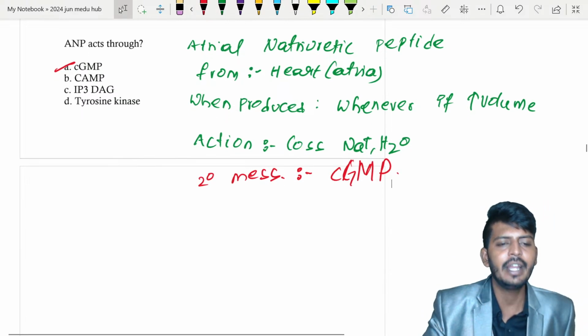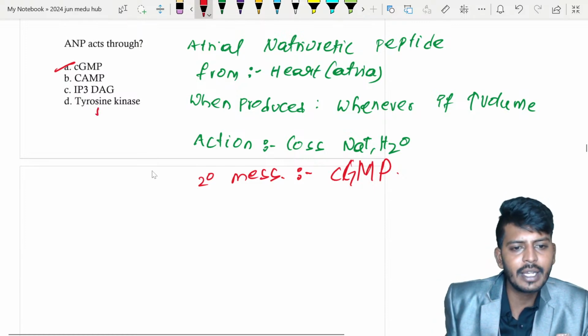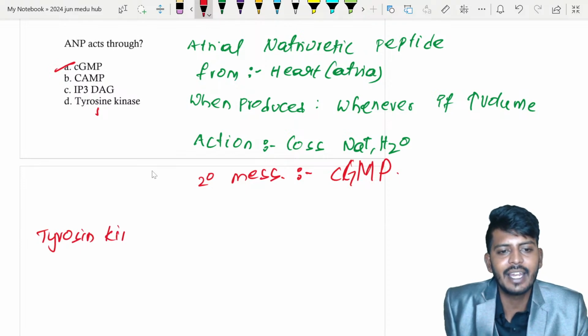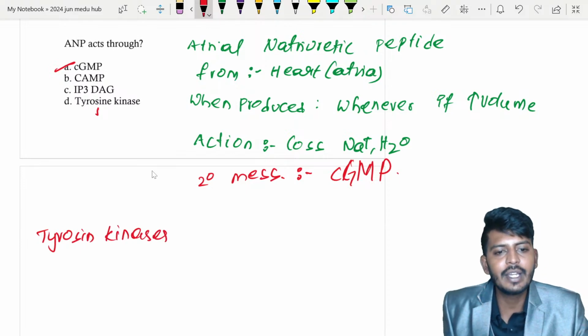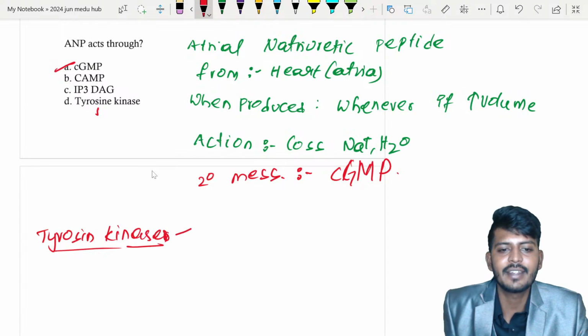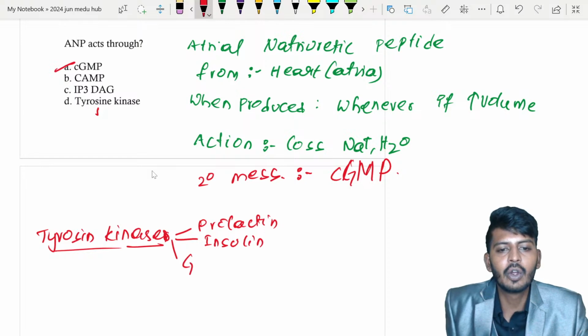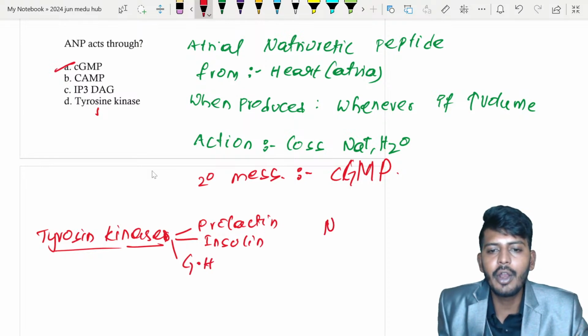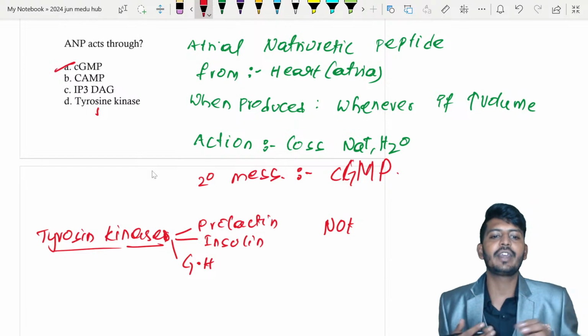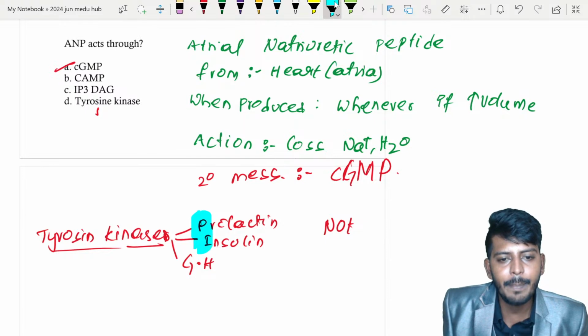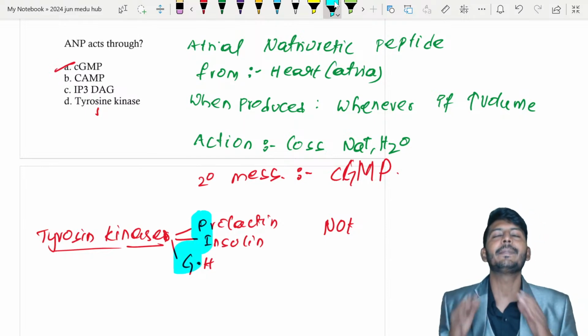Let's go to the next important topic, acting through tyrosine kinase. Which are the substances acting through tyrosine kinase? The three hormones: one is prolactin, one more is insulin, and growth hormone. Write here: not glucagon. If they ask 'all of the following except', we will make it clear. Remember, children, PIG. You people have memorized the mnemonic PIG.